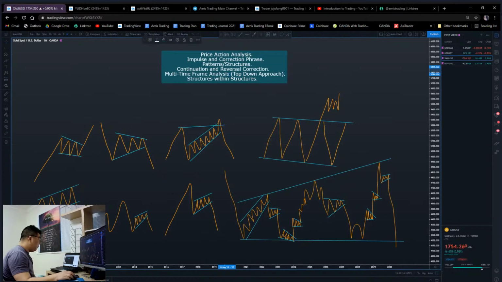Here's a good question. What if price breaks the corrective pattern in an impulsive manner and does not form a continuation correction? How do you enter the trade? Well, I'm going to tell you 2 different ways of looking at it.